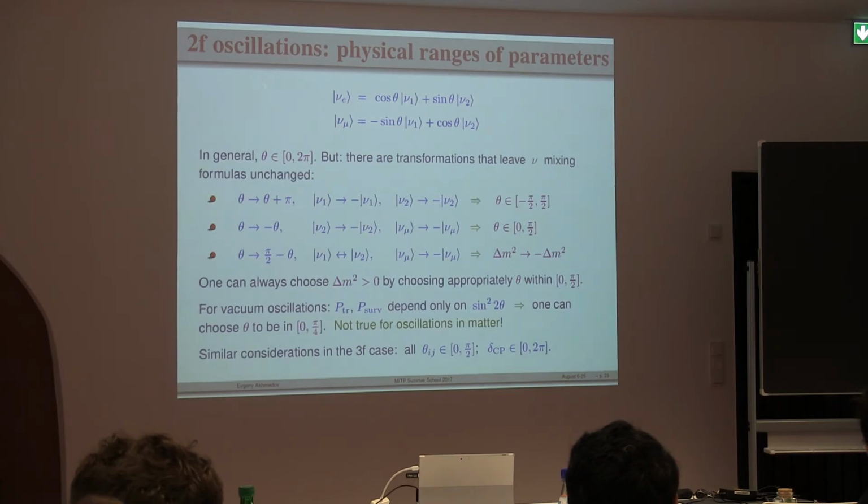Now, we can use similar considerations for the three-flavor case, and the outcome is that the allowed ranges of the mixing angles are between 0 and pi over 2, and for delta CP is the full interval between 0 and 2 pi. Questions? No. Okay.